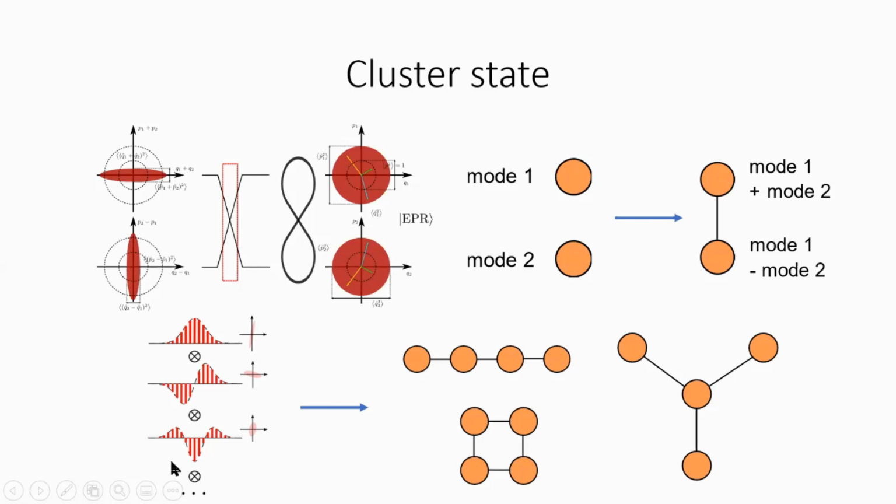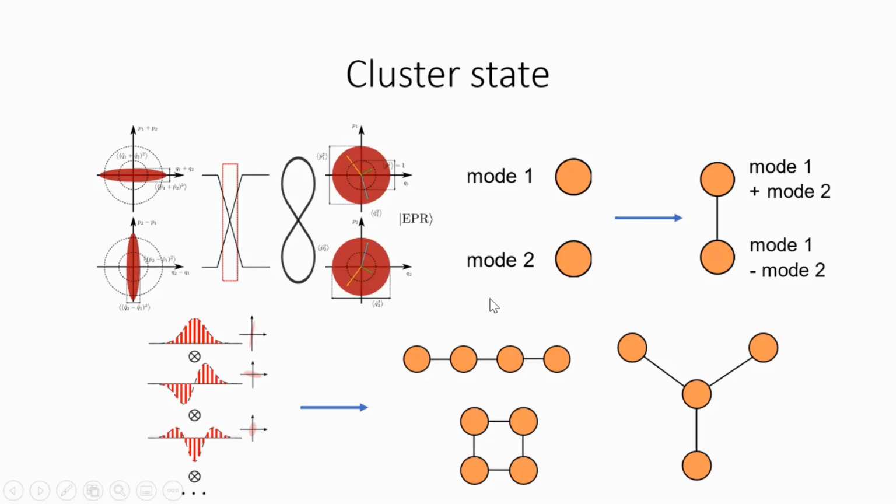Now, in our setup, we produce many squeezed states in different spectral modes. So we can produce cluster states that have more nodes and are a bit more complicated. And so then you can imagine producing many types of clusters like this.